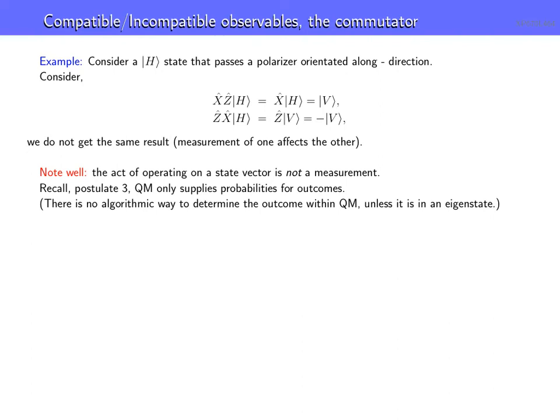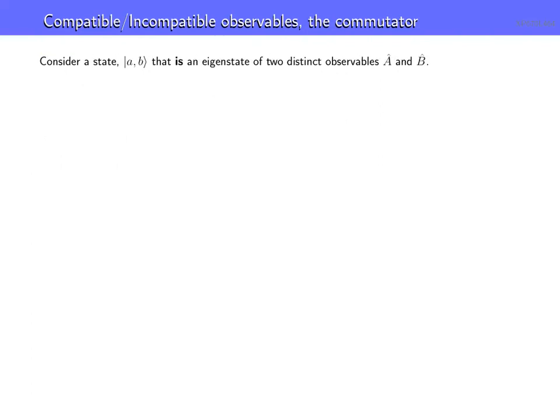So we want to expand on this order of the operators here. What we're going to do is make a little theorem. We want to consider a state. Now we're going to be general here. We're not necessarily talking about polarization, we're talking about anything, really. We want to consider a state, we'll call it AB, that is an eigenstate of two distinct observables, A and B. And those are Hermitian operators, so we have real values coming out.